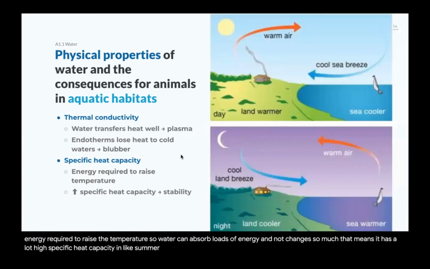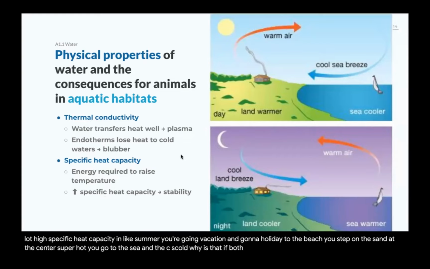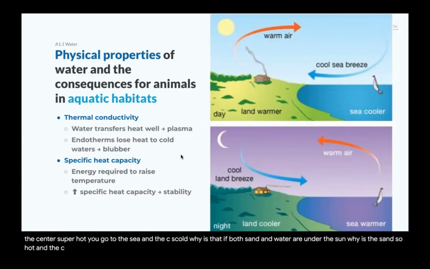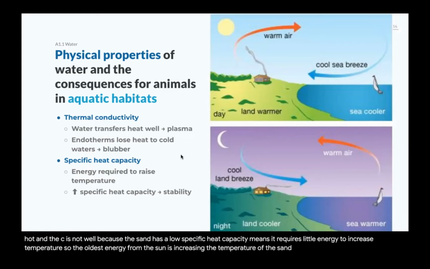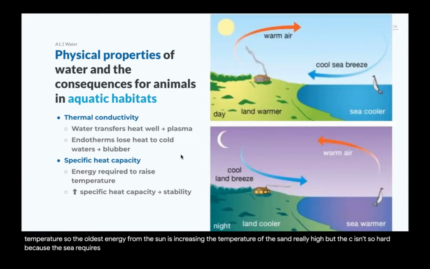In summer, you go on a holiday to the beach, you step on the sand and the sand is super hot. You go to the sea and the sea is cold. Why is that? If both sand and the water are under the sun, why is the sand so hot and the sea is not? Well, because the sand has a low specific heat capacity, which means it requires little energy to increase temperature. So all this energy from the sun is increasing the temperature of the sand really high, but the sea isn't so hot because the sea requires a lot more energy to increase temperature, so it stays cool.